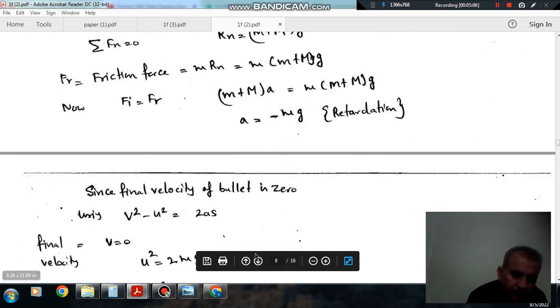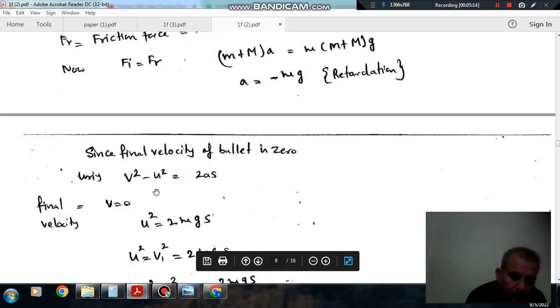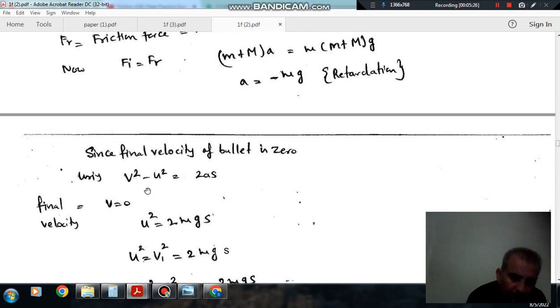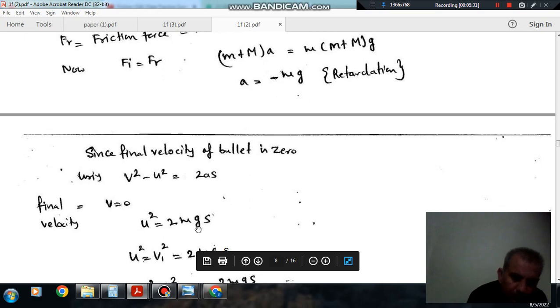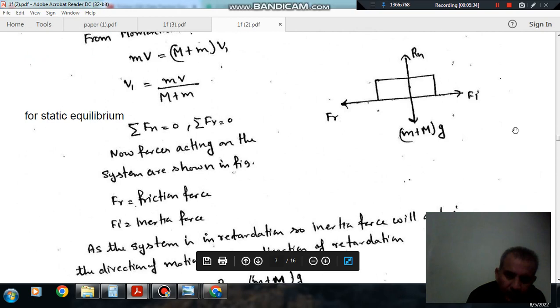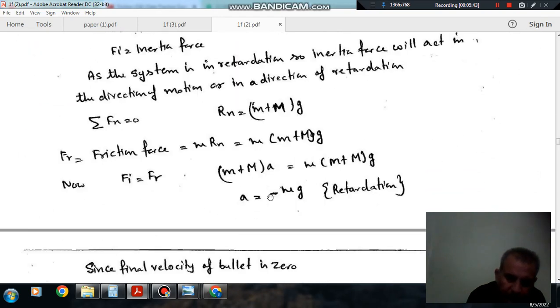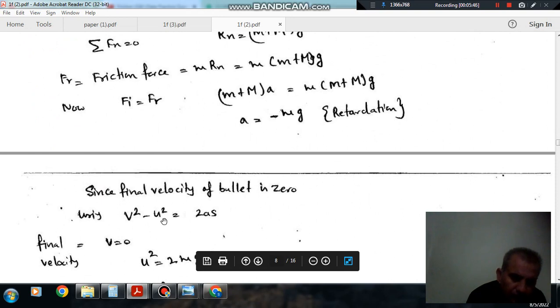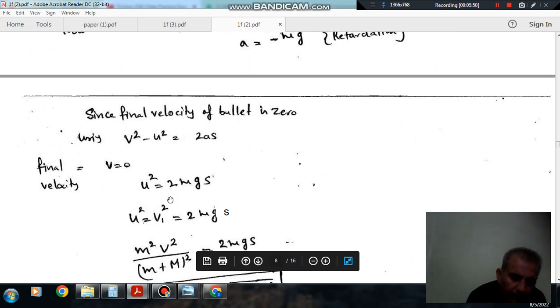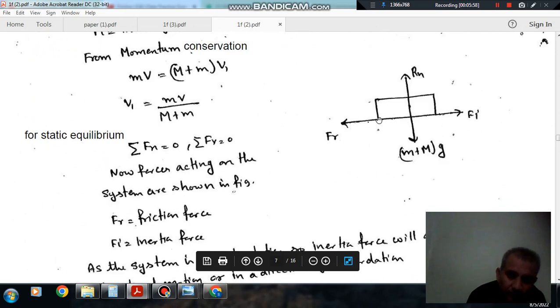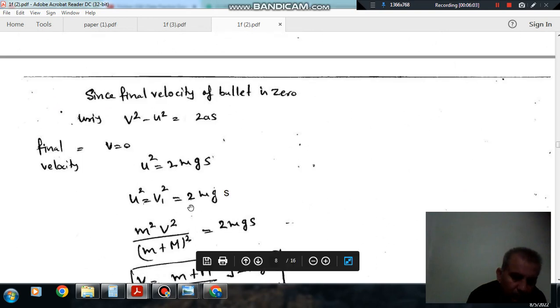Now we can apply v square minus u square is equal to 2 a s. Here v, the final velocity, is 0, and a is minus mu g. The minus and minus will cancel out, so u square will be 2 mu g s. We are considering the block moving in this direction, so there is deceleration in this direction, the value of deceleration is minus mu g, the final velocity is 0, and the initial velocity is u. So u will be root 2 mu g s, and as u is that v1, the initial velocity of block and bullet, u is equal to v1 is equal to root 2 mu g s.